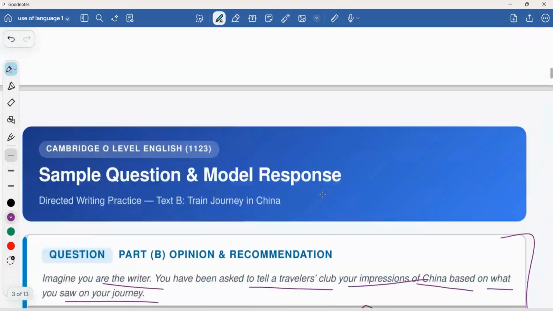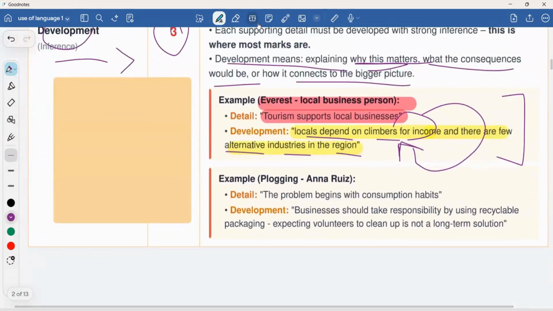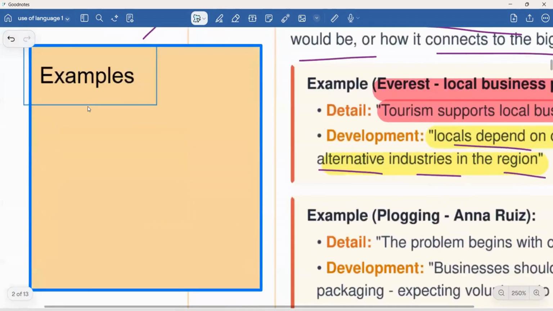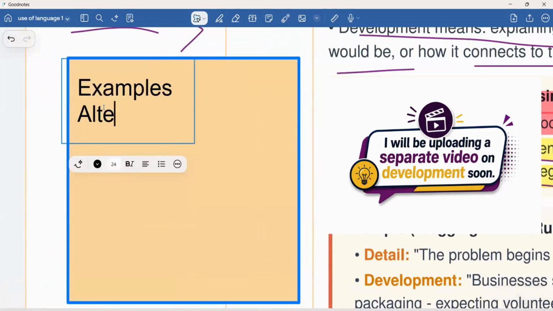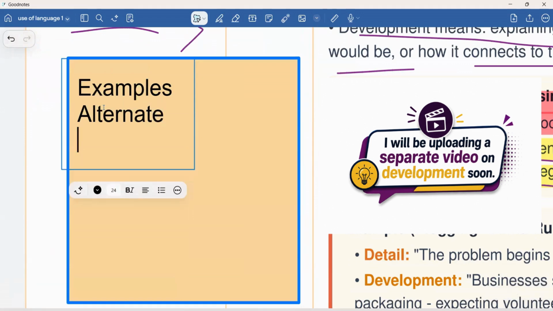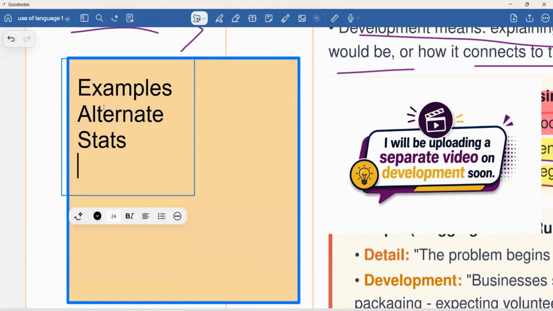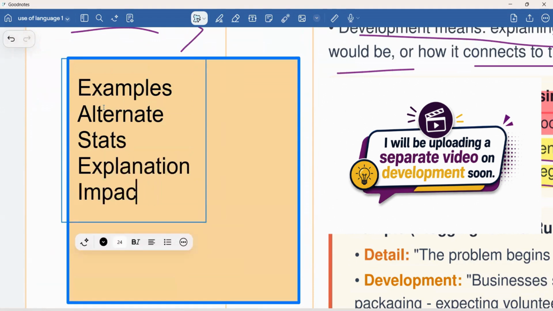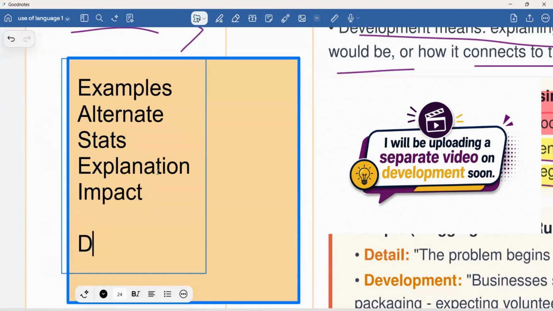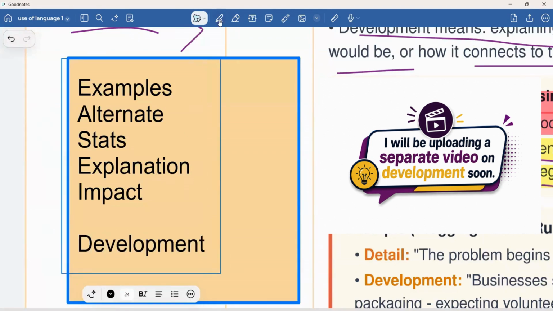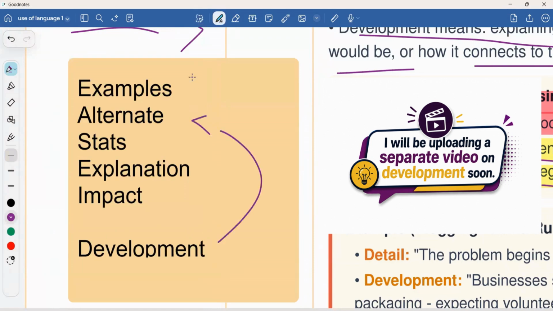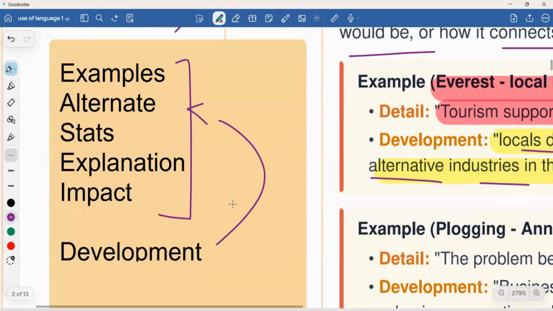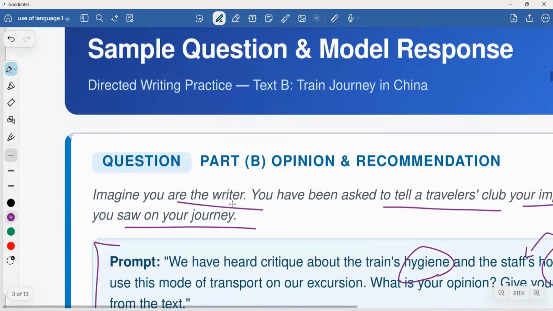Now, if you're still confused about the development, let me tell you that development is basically that you can give examples. Let me write here what development is. You can write examples, you can give some alternate options, you can give some stats, you can give some explanation, you can talk about the impact. So this is what development is: examples, alternate options, stats, explanations, and impact. In these five ways you can develop, just pick one. You don't have to add all of them.